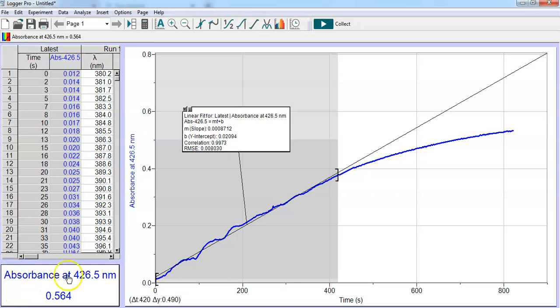So this is what your data are going to look like for procedure 4.4. You'll want to show this slope to your laboratory instructor. Maybe compare it to other groups in your lab time, just to make sure that your rates, your slopes, look similar to other groups. All right, good luck in lab.